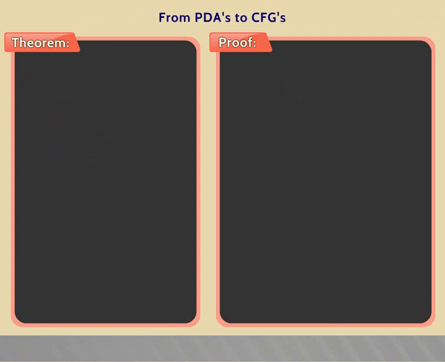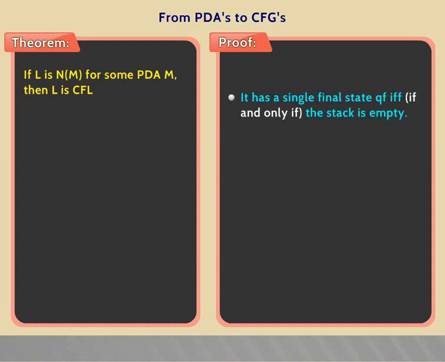From PDAs to CFGs. Theorem: if L is N(M) for some PDA M, then L is a CFL. Proof: it has a single final state qf if the stack is empty.